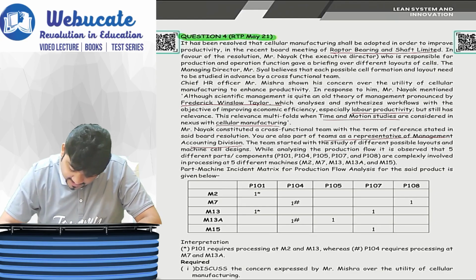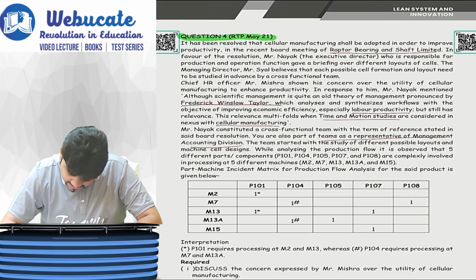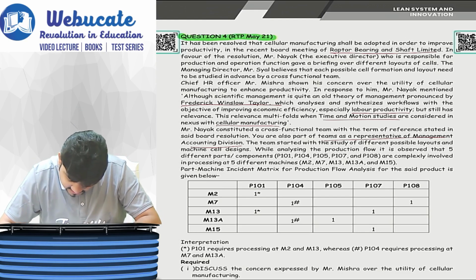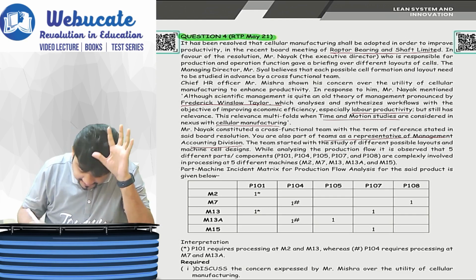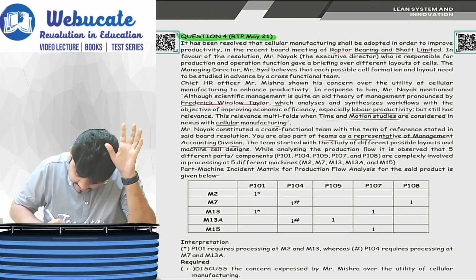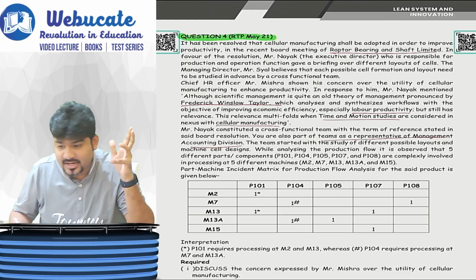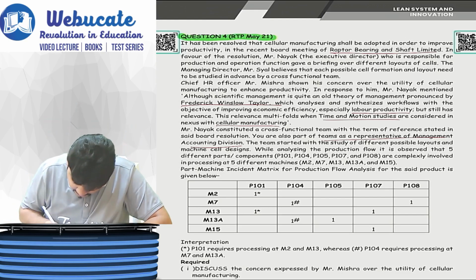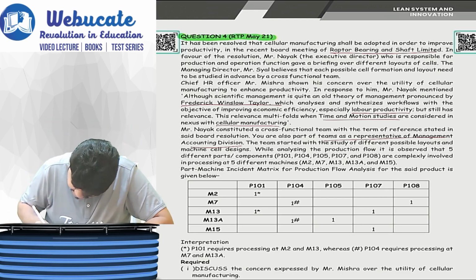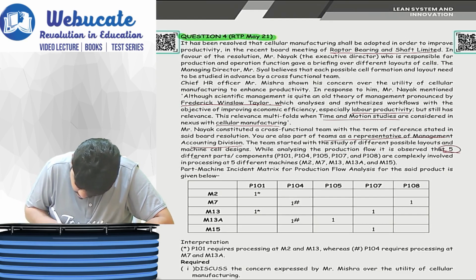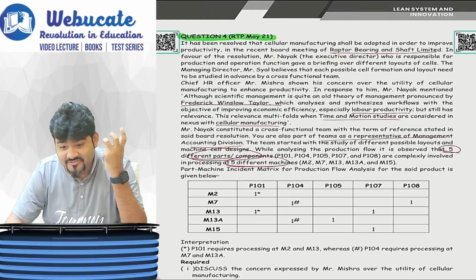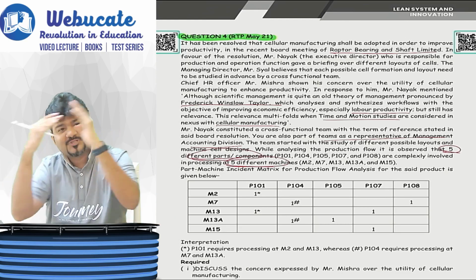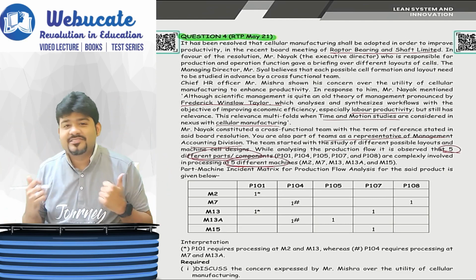The team started with different possible layouts and machine cell designs. While analyzing the production flow, it is observed that 5 different parts, or what you call components, are complexly involved in processing at 5 different machines. Oh, so 5 different machines, 5 components, too much confusion, too much fun.